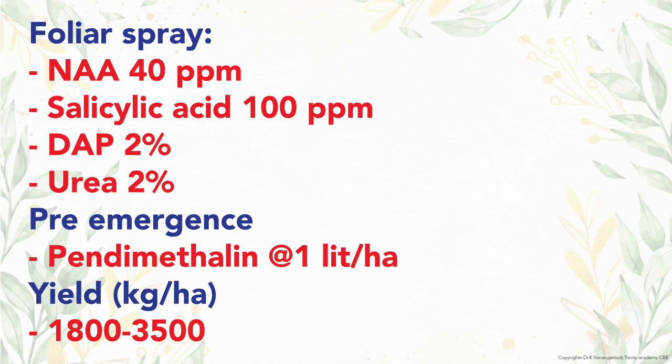Pendimethalin is sprayed as pre-emergence herbicide at 1 liter for 1 hectare. Expected yield is 1800 to 3500 kilogram per hectare.